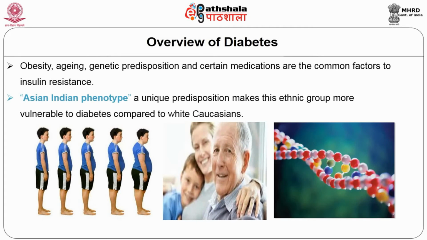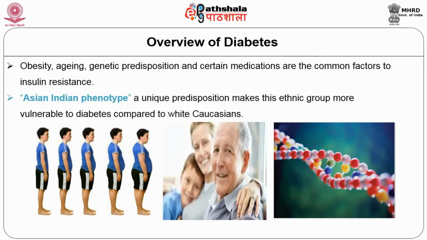The Asian Indian phenotype, a unique predisposition, makes this ethnic group more vulnerable to diabetes compared to white or Caucasian people. Screening at the population level can help detect early and possibly prevent type 2 diabetes, which is the most common type, afflicting 95% of the diabetic population. Cost effective risk scores could be another way to screen diabetes early. Yet only 32 countries in the world have implemented a risk score model to screen people at the population level.